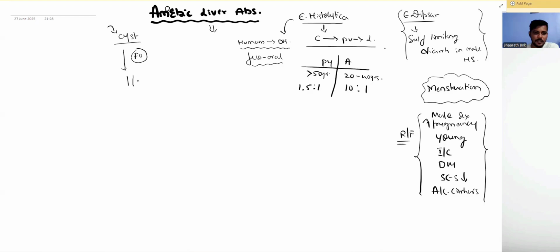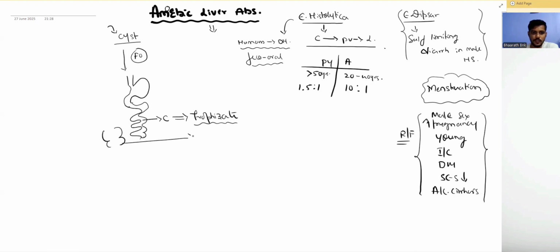This cyst will enter into the stomach. Now, in the stomach, the cyst doesn't get degraded even by the acid, and it will enter into the small bowel. In the small bowel, this cyst gets converted into the trophozoite. But this trophozoite does nothing in the small bowel. It does not cause infection in the small bowel, neither does it invade the small bowel. It keeps on passing and enters the large bowel.